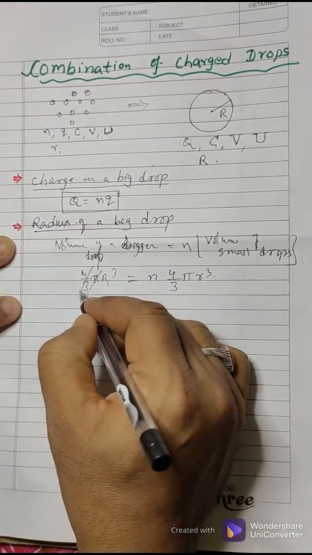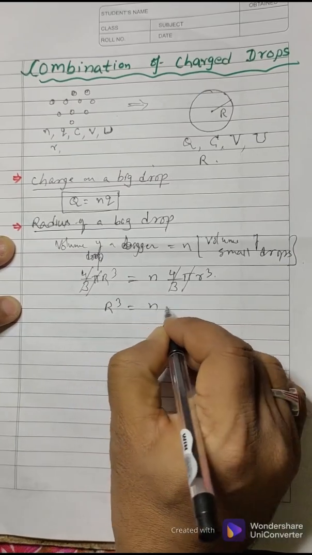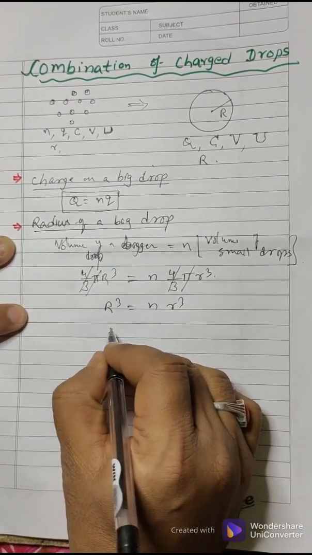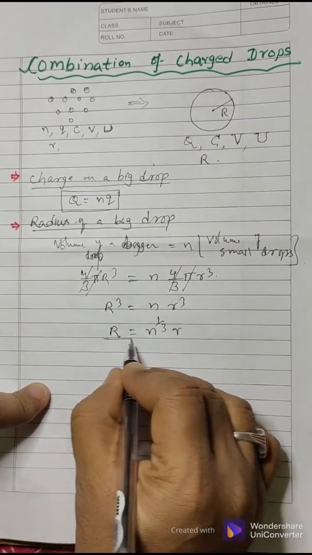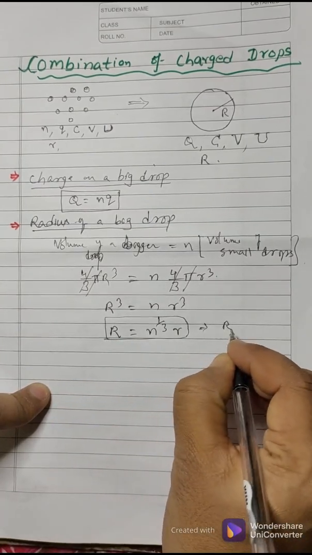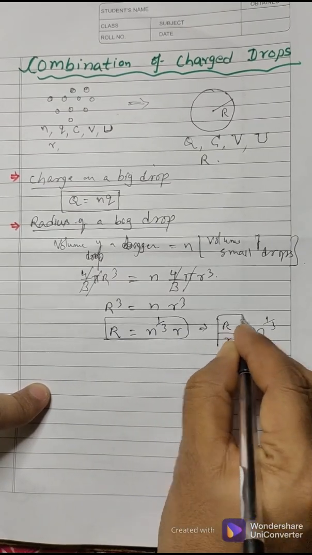So here 4 by 3 pi gets cancelled. Therefore R cube equals n into r power 3. So this can also be written as R equals n power 1 by 3 times r. So this is our relation. And also we can say R by small r equals n power 1 by 3.